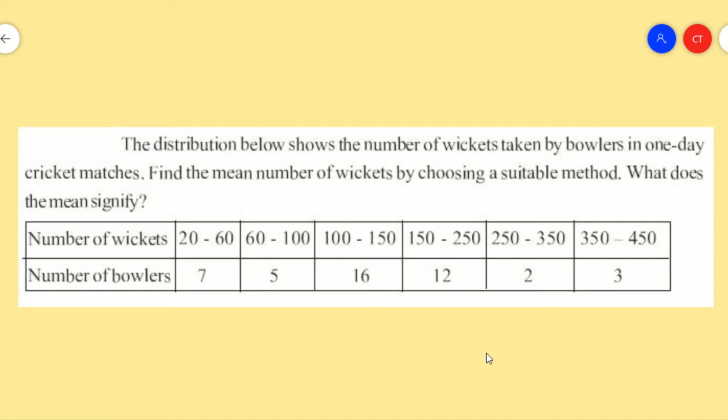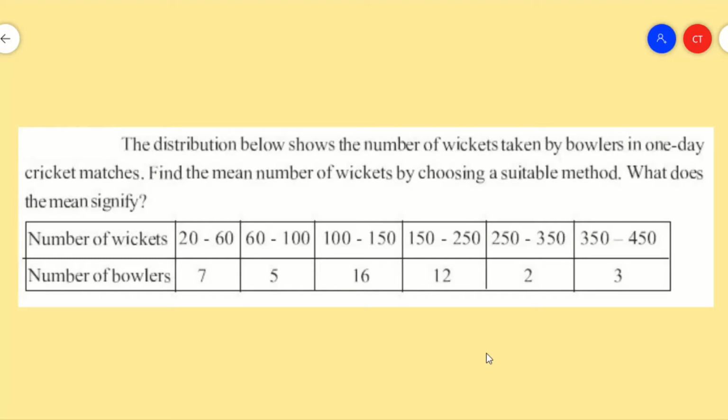Hello students. In this video we are going to discuss a typical question that is given in one of the examples under mean. The question is like this: the distribution below shows the number of wickets taken by bowlers in one-day cricket matches. Find the mean of wickets by choosing a suitable method.